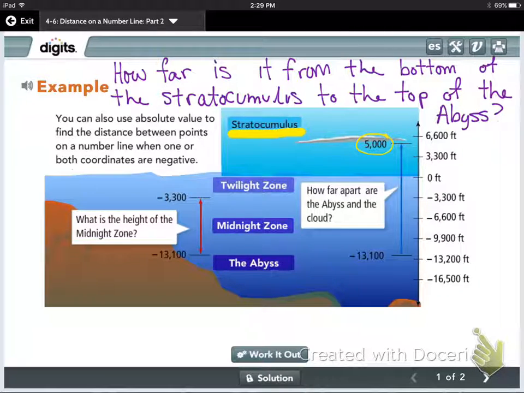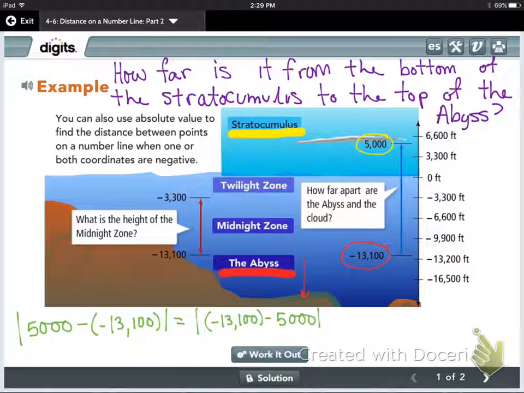level, and then the abyss starts at negative 13,100 feet below sea level. The abyss will go on to the bottom of the ocean, wherever that ends, but the top is labeled for us, which is nice. So how can I solve this? If I'm trying to find the distance, same thing, absolute value of the difference. So I'm going to do 5,000 minus negative 13,100, or the absolute value of negative 13,100 minus 5,000. Both of these will give you the same answer, and so let me show you that.